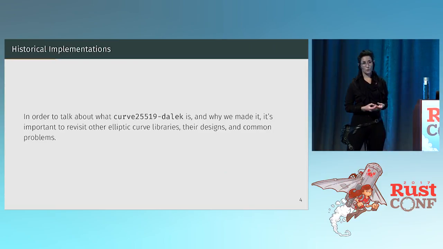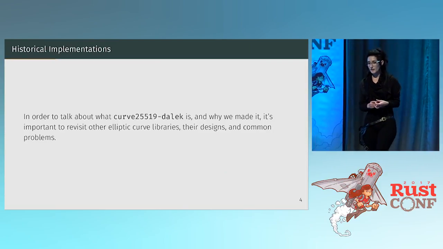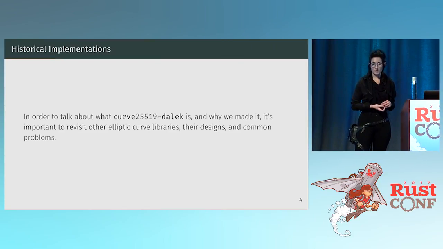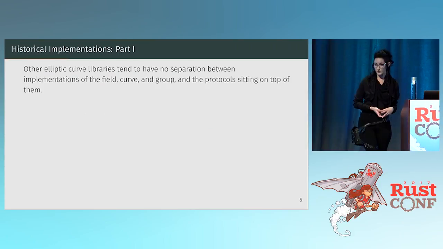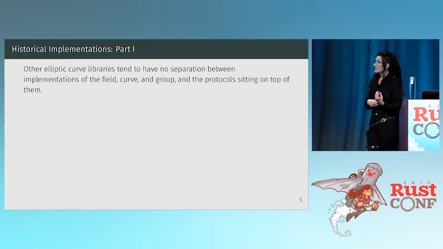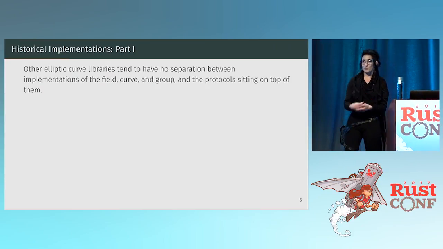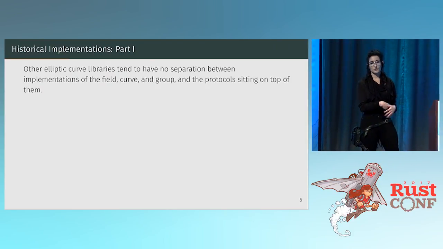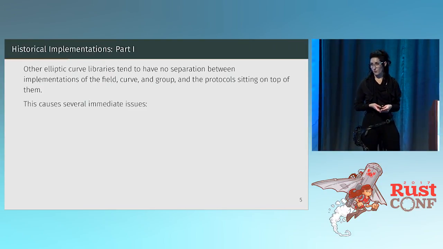In order to talk about what curve25519-dalek is and why we made it, it's important to talk about a little bit of the history of other elliptic curve libraries, their designs, and some common problems. Other elliptic curve libraries tend to have really no separation between the protocol that they're implementing and their implementation of the field, the curve, and the group. And so this ends up with a lot of problems.